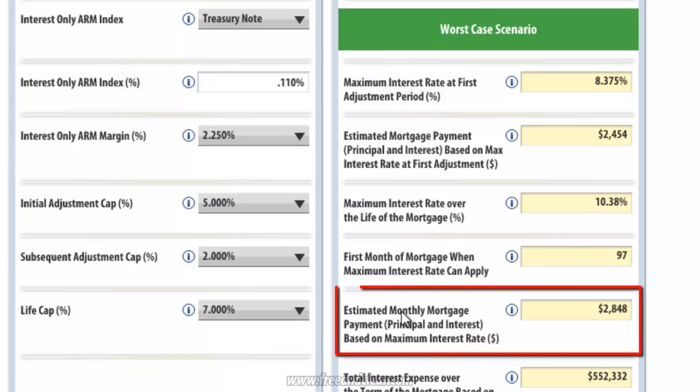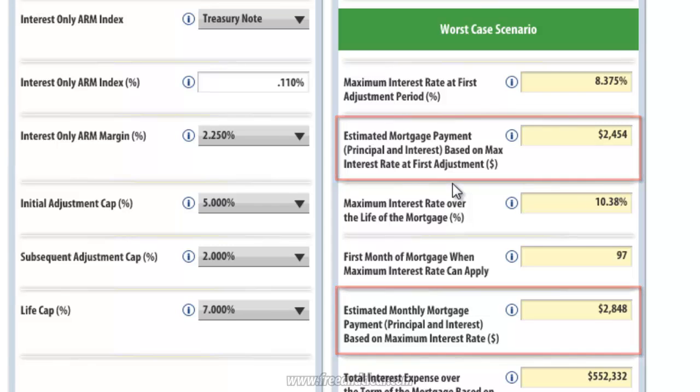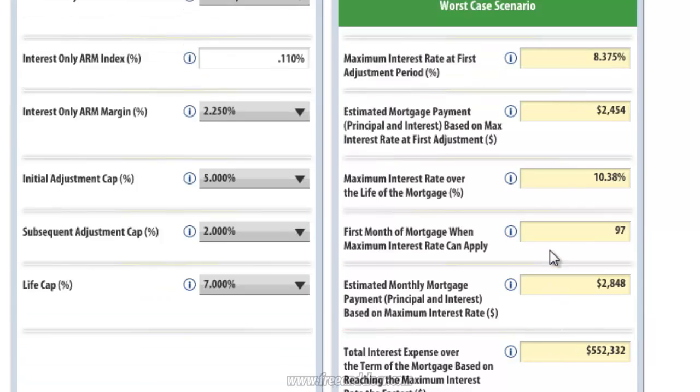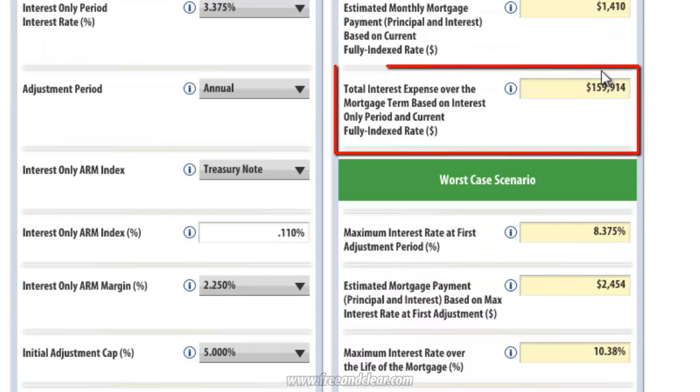The next output is the estimated monthly mortgage payment based on this maximum interest rate. As you can see, this payment is higher than even the estimated mortgage payment at the first rate adjustment. The final output is total interest expense over the life of the mortgage, including both the initial interest-only period and the adjustable rate period, assuming the interest rate increases as much as possible as quickly as possible. As you can see, this amount of interest is significantly higher than the amount of interest in our current fully indexed rate scenario.